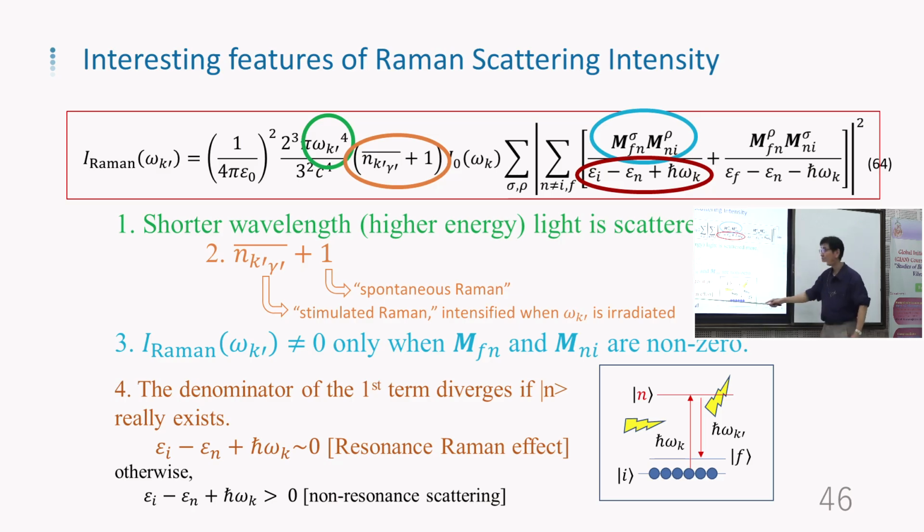This is the so-called resonance Raman effect. Actually, we have no chance to detect infinitely intense signal. Based on this expression, if this is 0, intensity goes to infinite, but in reality, some enhancement is observed.